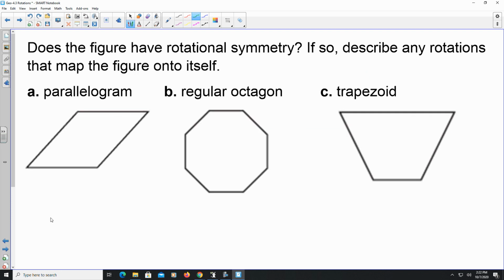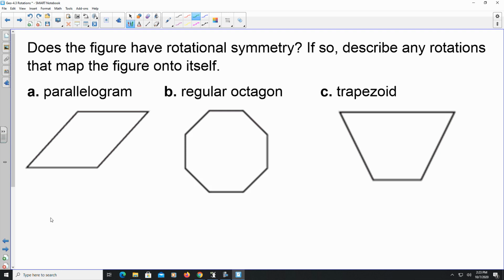And then the final thing we're going to take a look at is rotational symmetry. So a figure in a plane has rotational symmetry when the figure can be mapped onto itself by a rotation of 180 degrees or less, about the center of the figure. This point is called the center of symmetry.